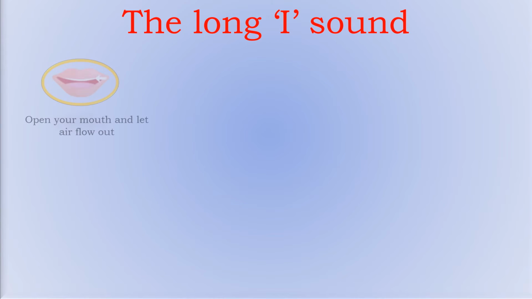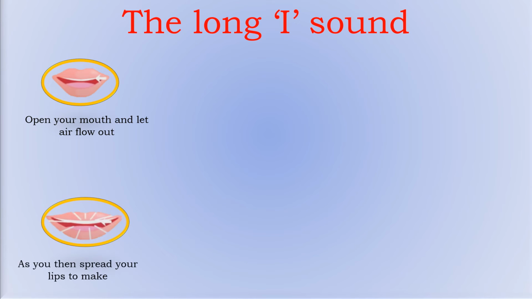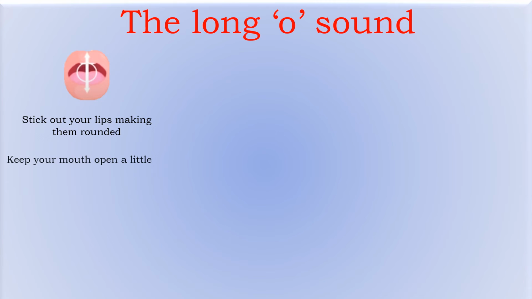The long I sound says its name. Open your mouth and let air flow out. Then spread your lips to make I, iron. The long O sound says its name. Stick out your lips, making them rounded. Keep your mouth open a little. Let air flow out of your mouth to make O, ocean.